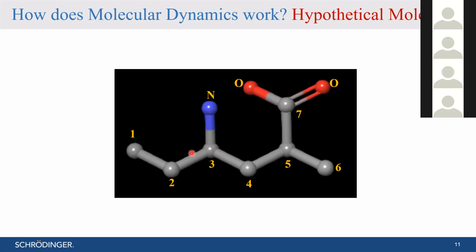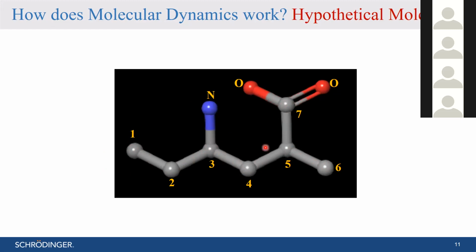So if you look at this molecule, it has 7 carbons, 1, 2, 3, 4, 5, 6, and 7. It also has 2 oxygens here. It's a carboxyl group here. And you also have an NH3 plus group here. So you have all of these atoms present in this molecule.